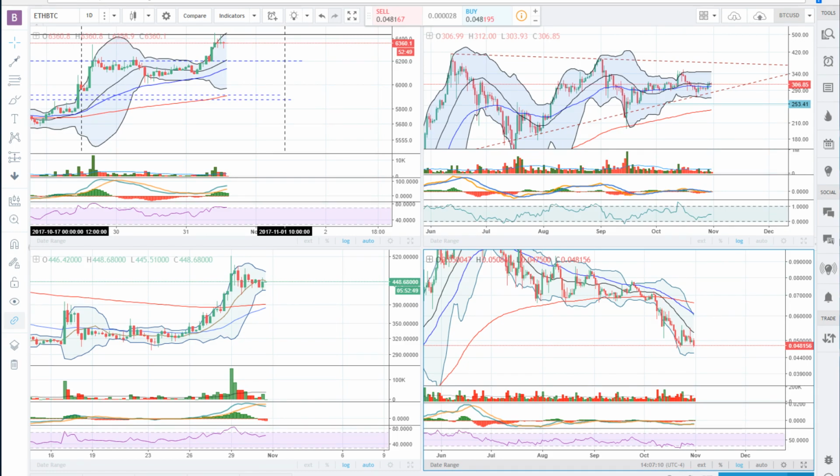All that capital can easily flow back into altcoins. Not if Bitcoin crashes. If Bitcoin, I don't want to say crash, that's the wrong word. If Bitcoin pulls back, everything pulls back.